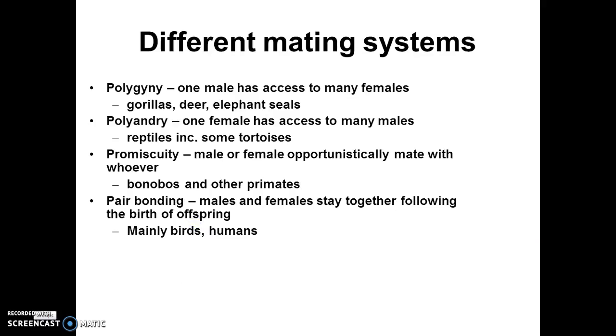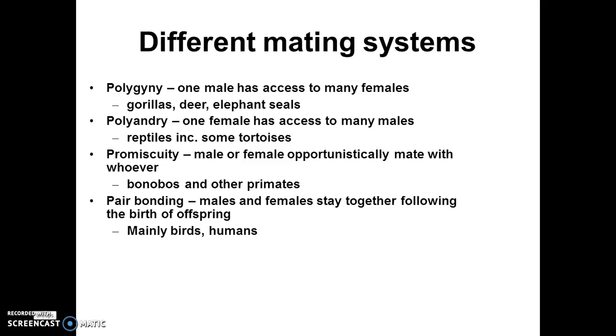So let's have a look at different kinds of mating systems. There are a whole bunch of these, and there are very many subtle differences in between them. The first one is polygyny. This is very common across mammals. This is probably one of the dominant strategies in mammals, where one male has access to many females. Examples of these would be gorillas, deer, elephant seals, and so on.